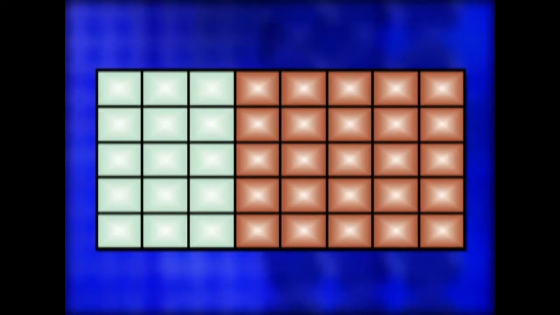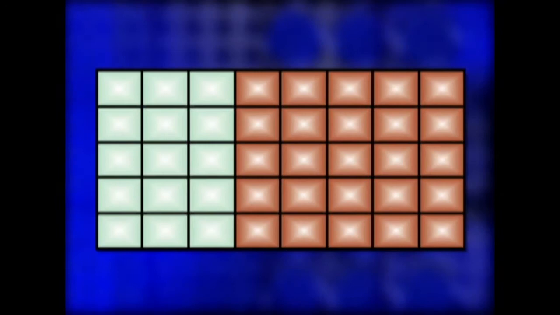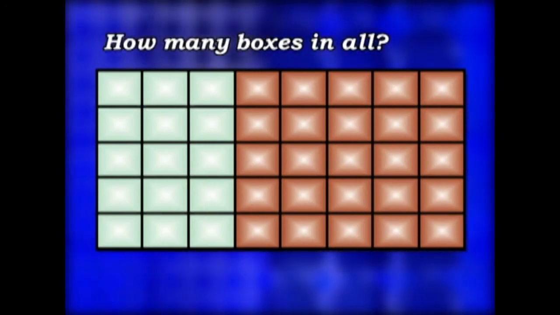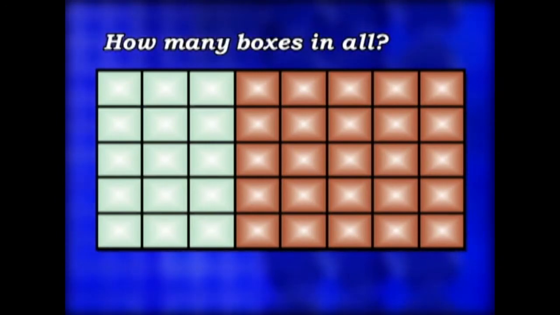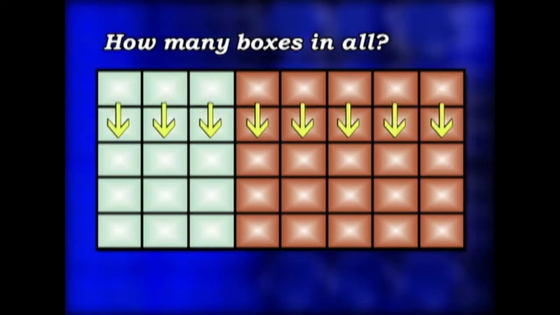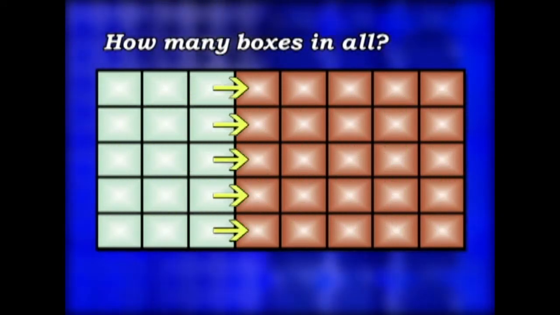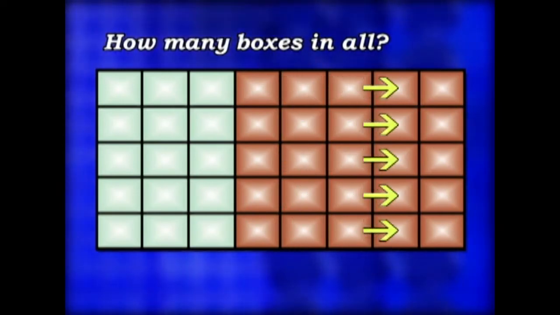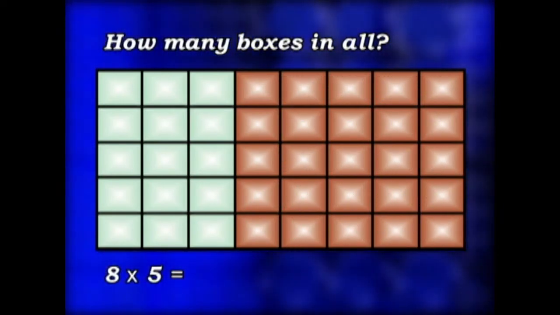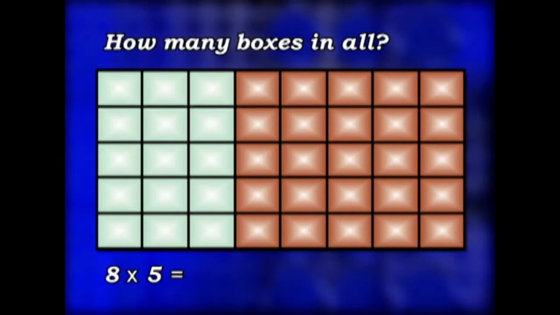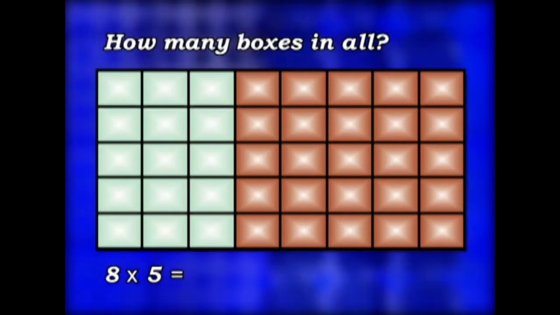Now look at these boxes. Count the rows and count the columns. How many boxes are there in all? Well, there are 8 columns, and in each column there are 5 rows. So 8 times 5 will tell you how many boxes altogether.